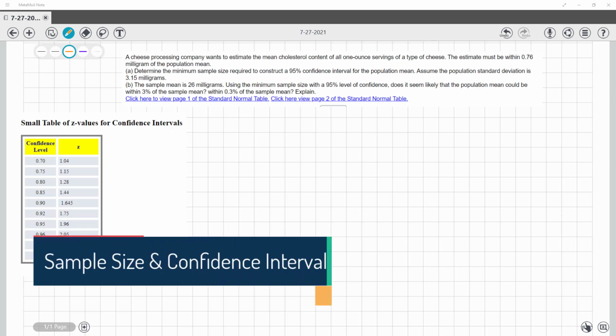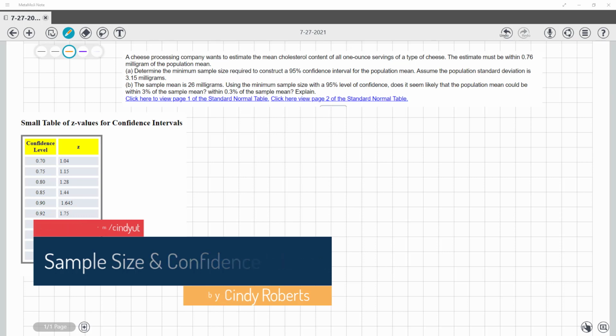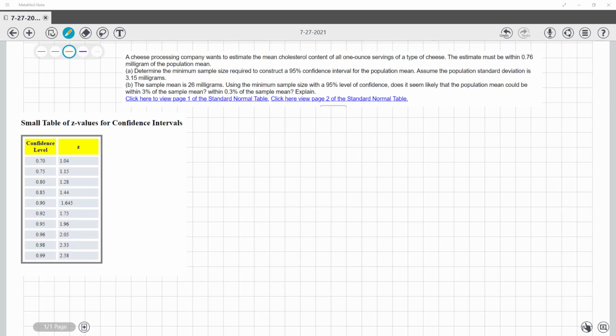A cheese processing company, kind of makes me want cheese, huh? It wants to estimate the mean cholesterol content of all 1 ounce serving types of cheese. The estimate must be within 0.76 milligrams of the population mean. Determine the sample size.